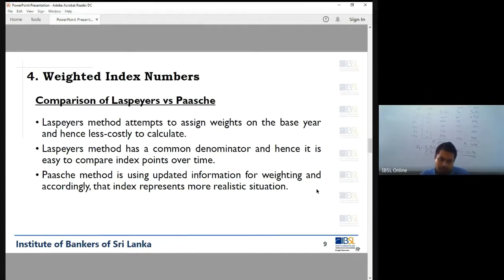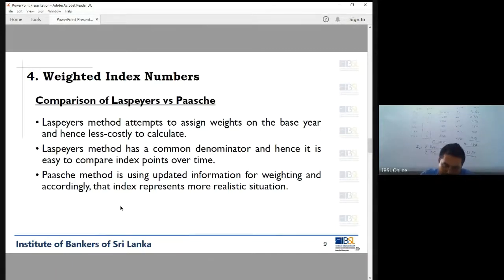Third point. However, the Paasche method is using updated information for weighting, I mean the quantities, and accordingly, that index represents a more realistic situation. Now that's the true point under the Paasche. Although it is costly, although it is very difficult to compute, and although your denominator is going to change from time to time, the Paasche method gives a much more reliable representation of the current situation, or the more realistic situation, when you really do the computation.